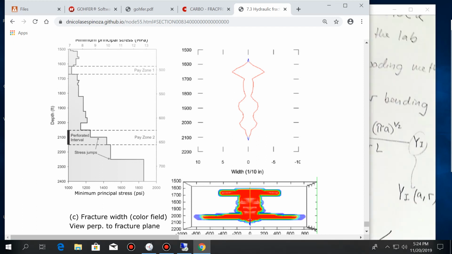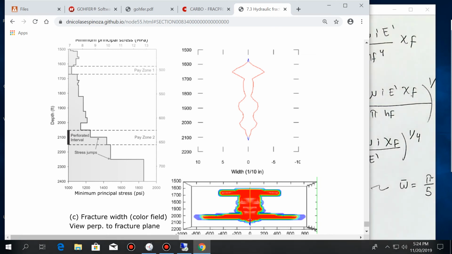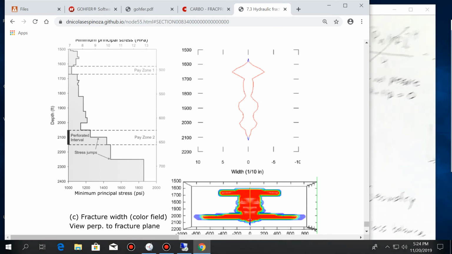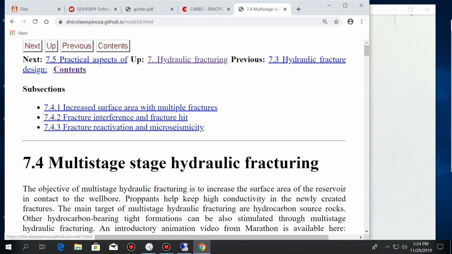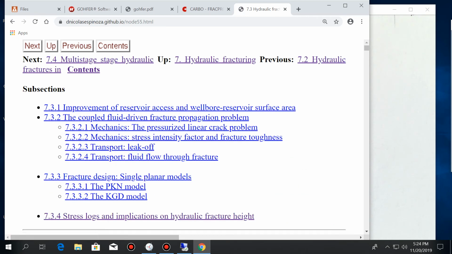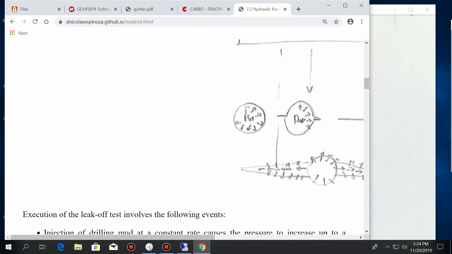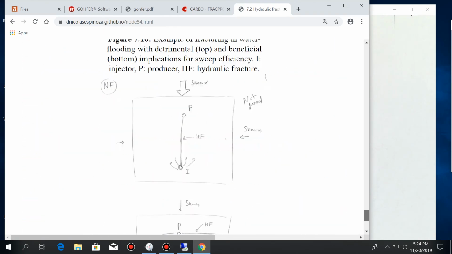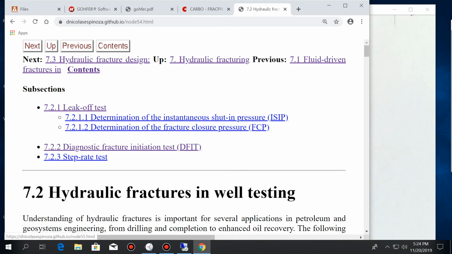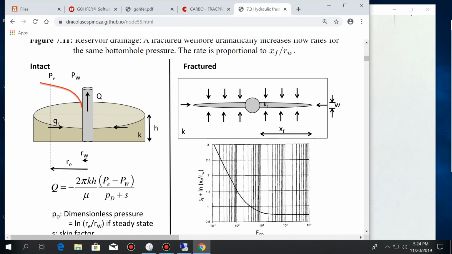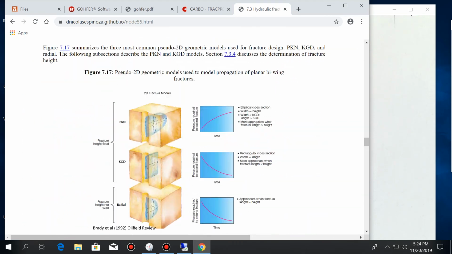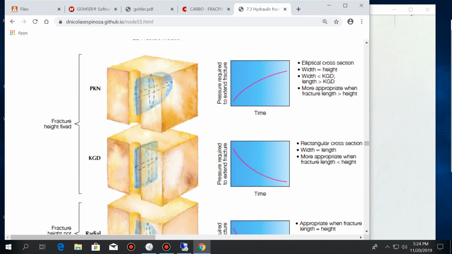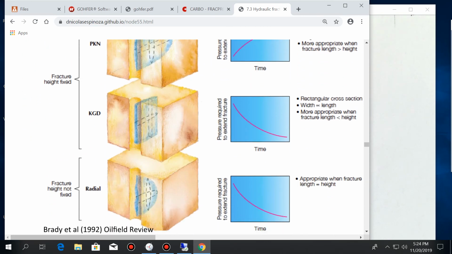I would just like to mention briefly that what we saw is just one model. There are two other analytical models that are helpful to predict net pressure and fracture length, and these are the KGD and the radial models.